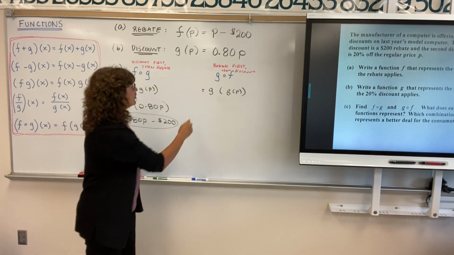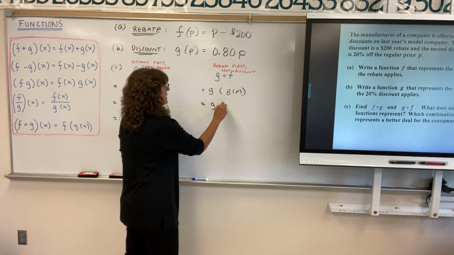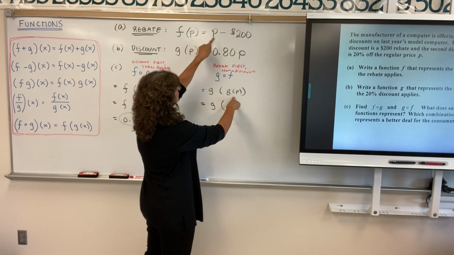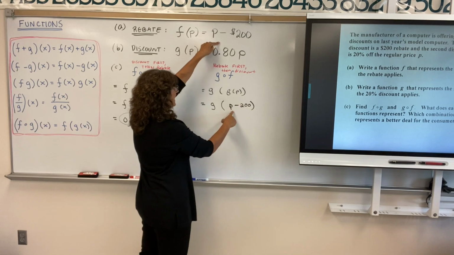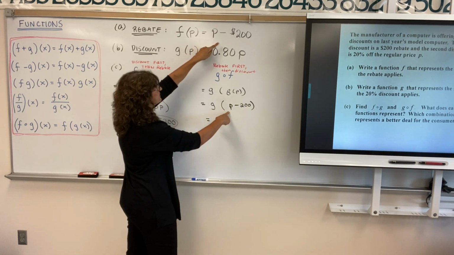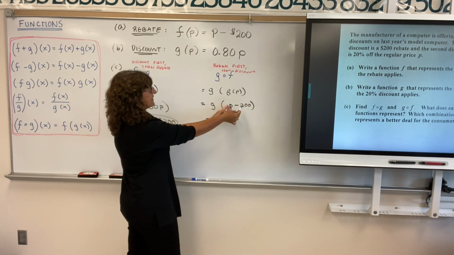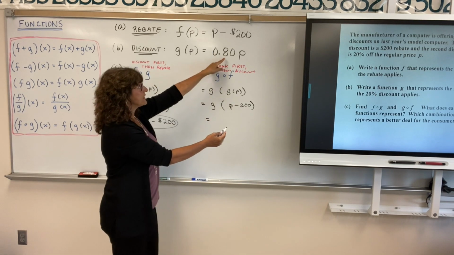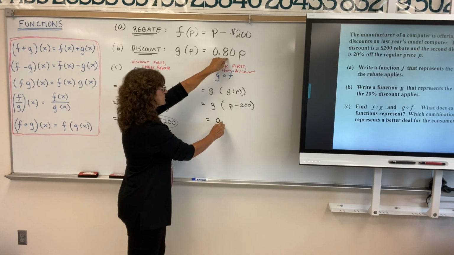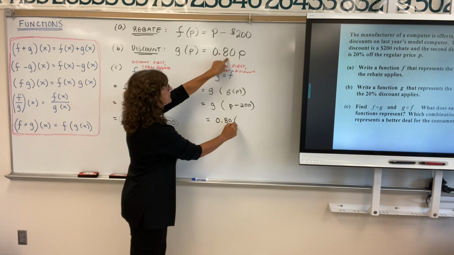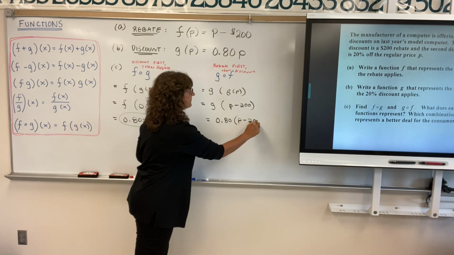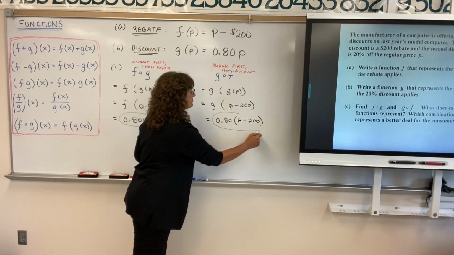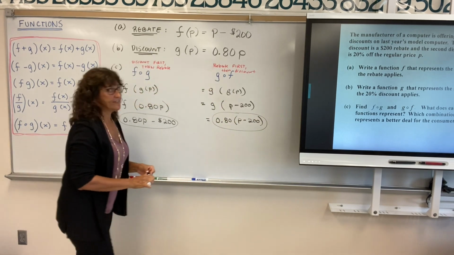All right, so this is the rebate first. You have G of the F of P function. The F of P function is just P minus 200, so bring it down. Now we want to plug this algebraic expression into the G function. The G function is 0.80 times P, but we want to change the P to P minus 200. So here's the expression for the rebate first, then the discount.